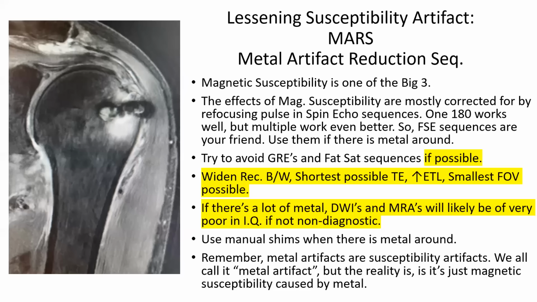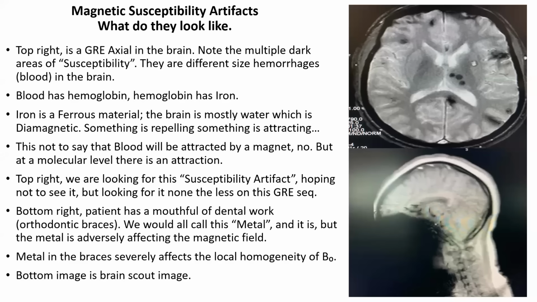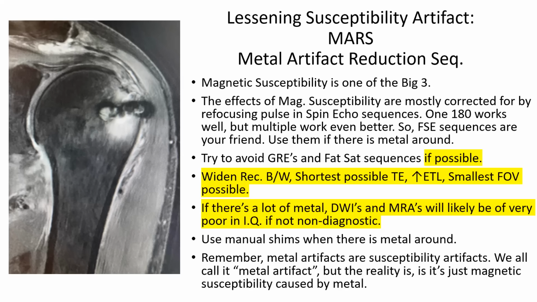So the way to get around this susceptibility is to do something called a MARS technique. MARS is short for metal artifact reduction sequence. Basically, you're going to widen the receiver bandwidth. That's going to help shorten your minimal TE. And you're going to increase your echo train length, because if a gradient echo is terrible for metal because it doesn't have a 180, then a fast spin echo with multiple 180s is going to clean that up. So your basic MARS technique is going to help clean up the metal.